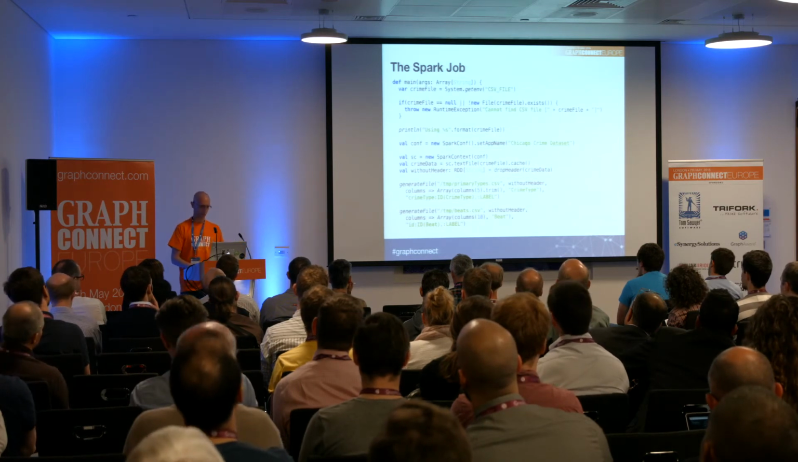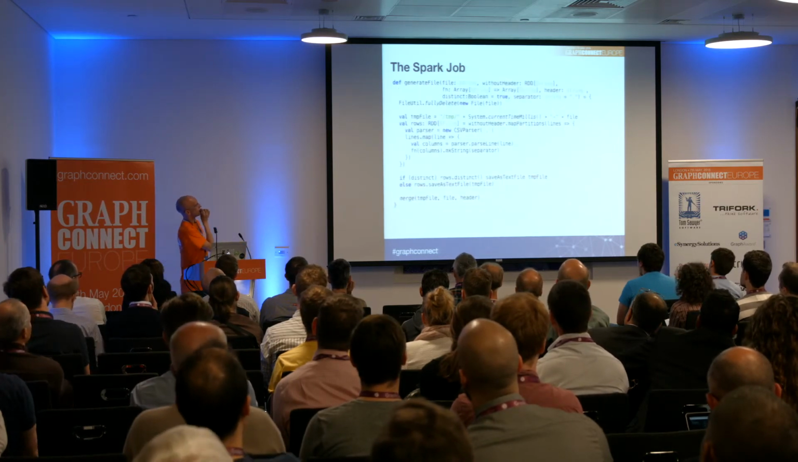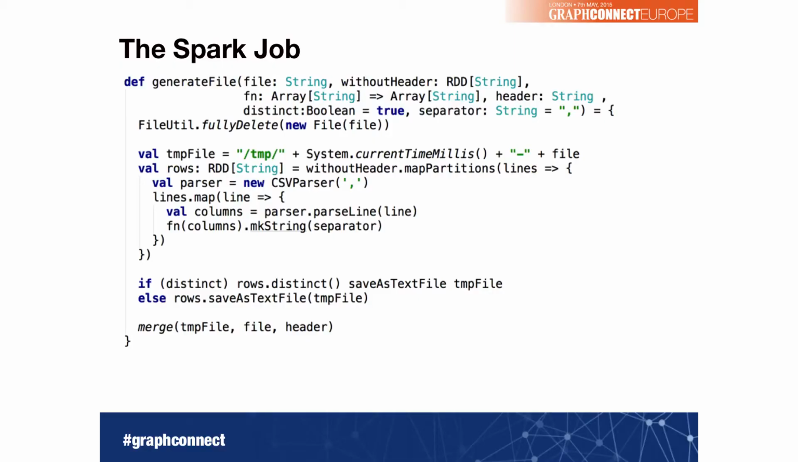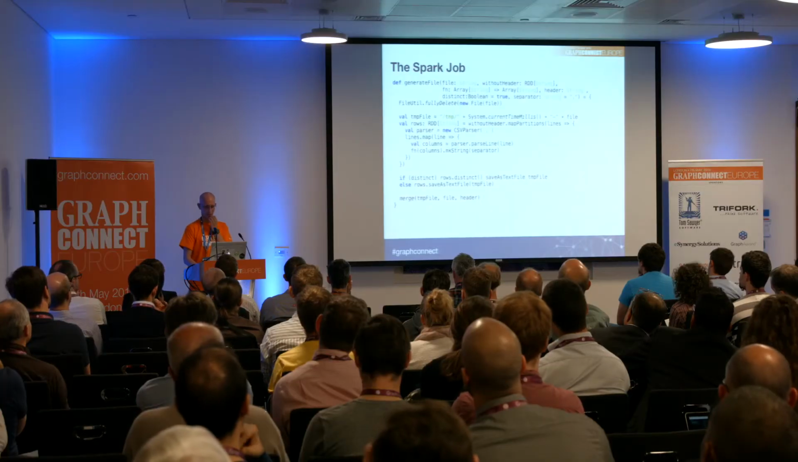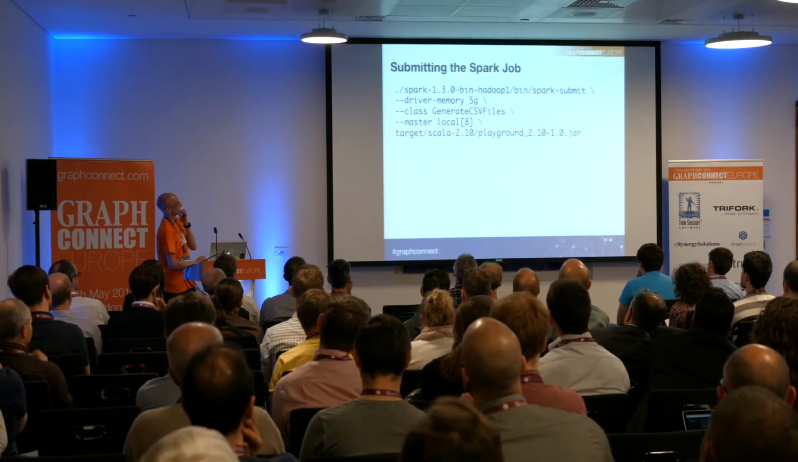And then there's some other ones further down as well. And then this is what the file looks like. So we're basically just running a CSV parser over it. And if you pass in distinct, we'll make sure all your rows are distinct. The rest is kind of just gluing it all together so that we end up with one file. This is how you would call it.